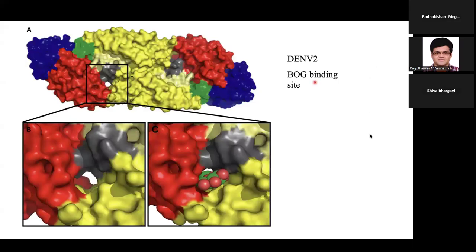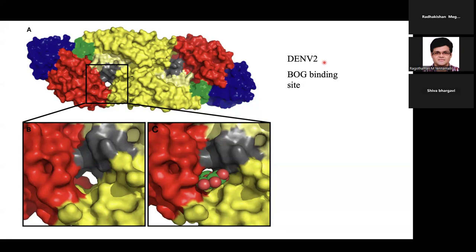So, when we look at the surface of the dengue viral envelope protein, especially the serotype 2, which was what we took up as the first structure for our study, there are two reasons for this. One, it has a very high resolution crystal structure. And the second one is that it is the only serotype for which, at that point of time, we had both the pre-fusion and the post-fusion form. So for many of them, only the pre-fusion form was known.